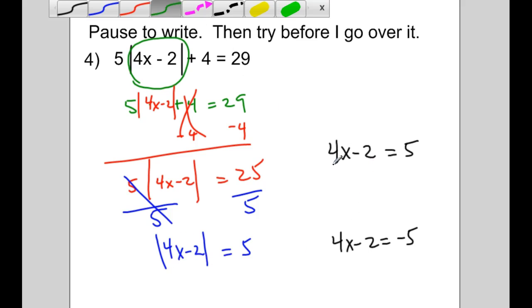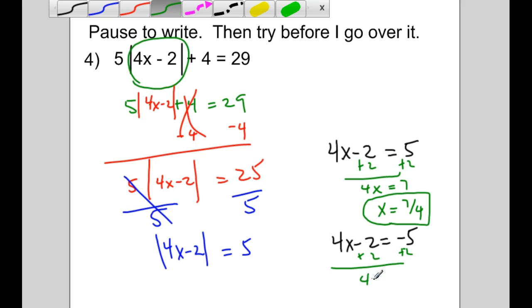So we're going to do some math and solve this. Add 2, you should get 4x equals 7. Divide by 4 and you get 7/4, whatever decimal that is if you want to. Same thing here, add 2, you'll get 4x equals negative 5 plus 2 is negative 3, so x is going to be a negative 3/4. Okay, there you go.